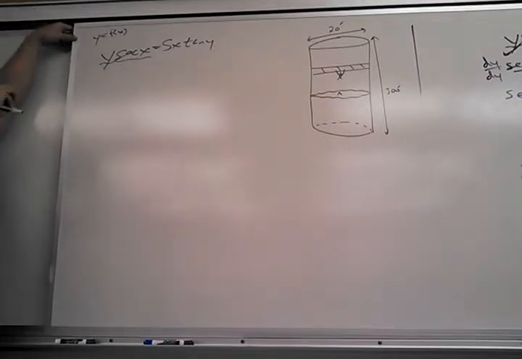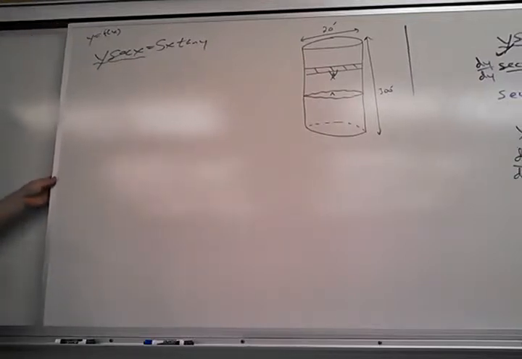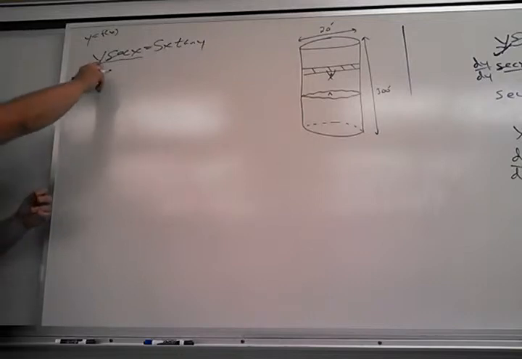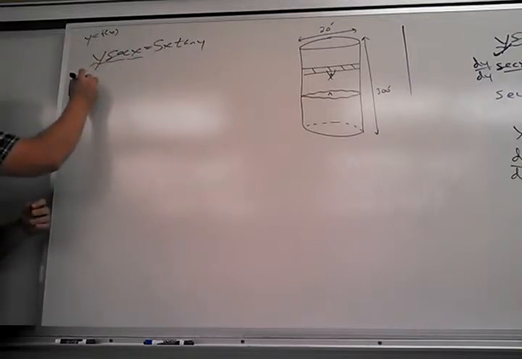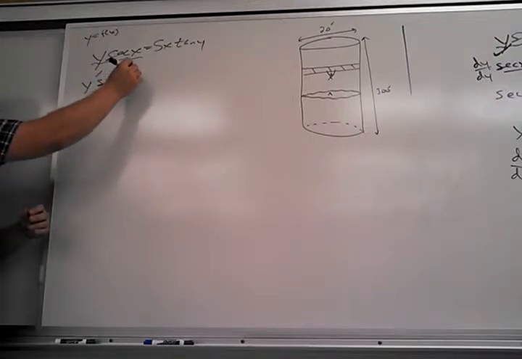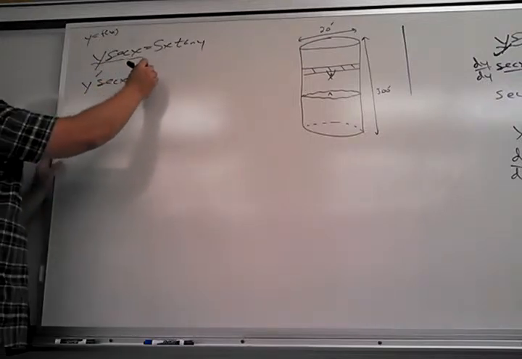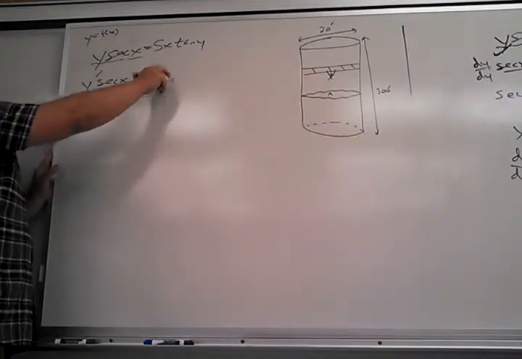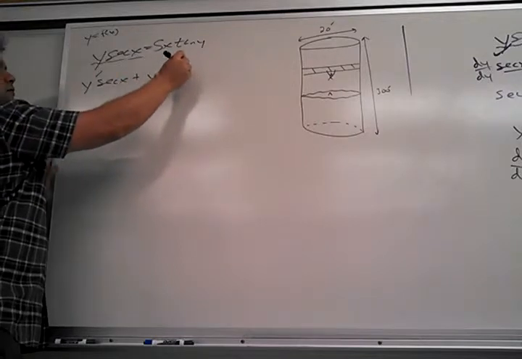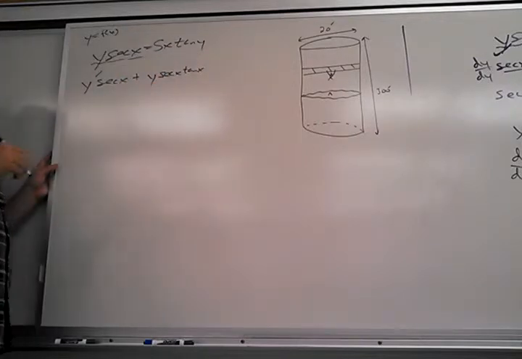We can bring back in our prime notation if we want to, right? Because now y is a function of x. So how would you take the derivative? y times y prime secant x plus y secant tangent. All right? You guys with me?